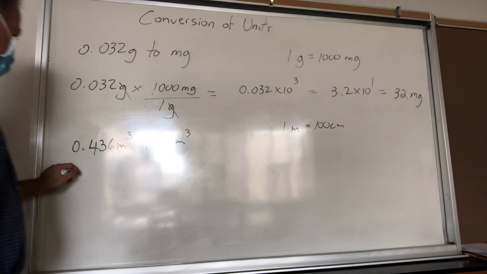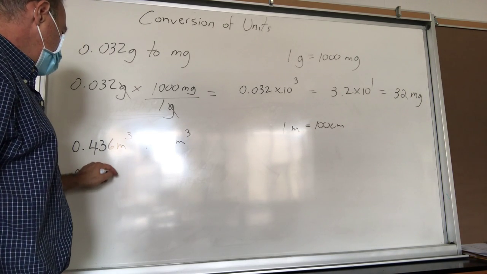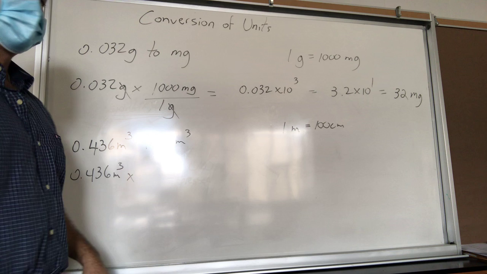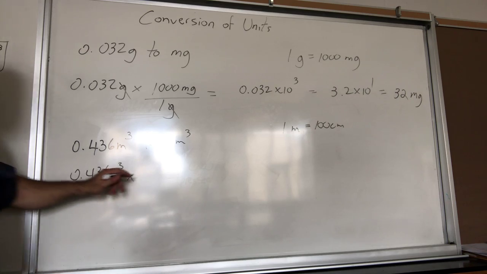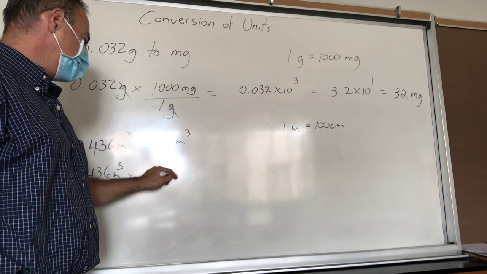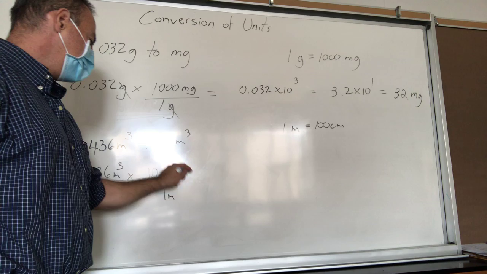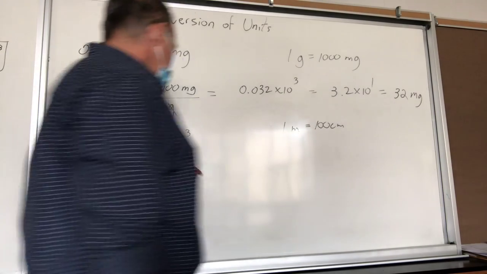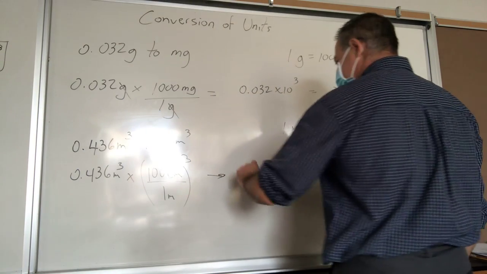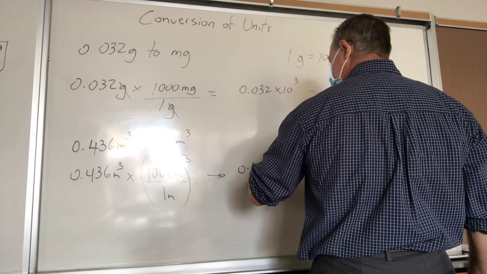Okay, so 0.436 meters cubed times meters on top or on the bottom? Bottom, because you want to cancel meters cubed. So 100 centimeters are in 1 meter. And now, are we going to raise it to the power of 1, 2, or 3? 3. Good. Rewrite the 0.436 meters cubed.